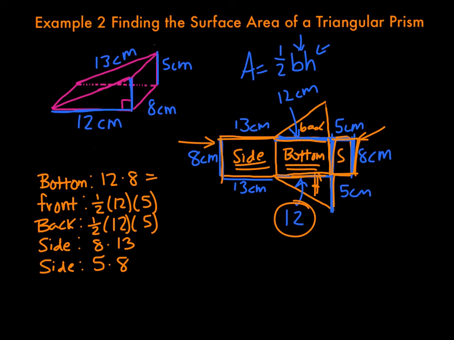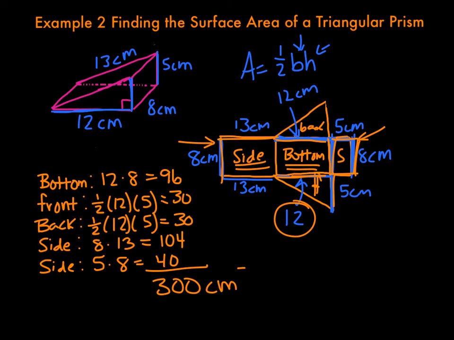So 12 times 8 is 96. 1/2 times 12 is 6. 6 times 5 is 30. If that's true there, it's true here. We don't have to do extra math. And then 8 times 13 is 104. And then 5 times 8 is 40. Now, you might have to do a little side math and add them all up. Once we add them all up, the surface area equals 300 centimeters squared. And that's how you'd find the answer.